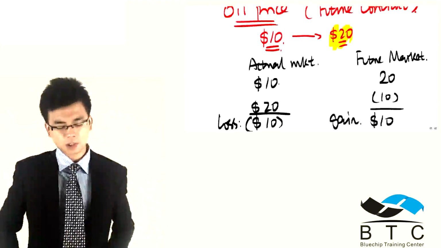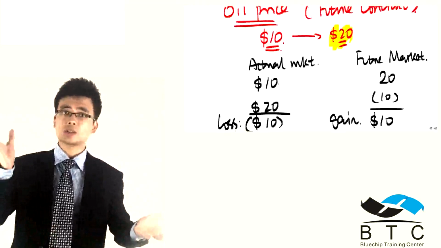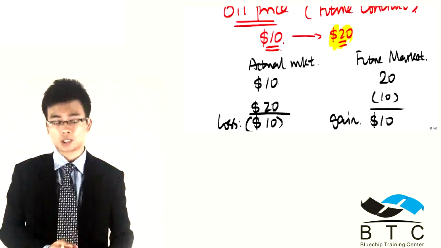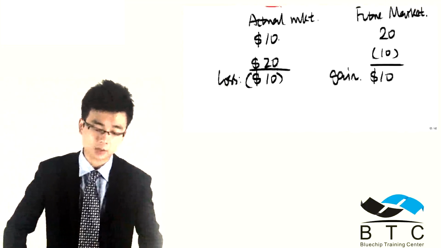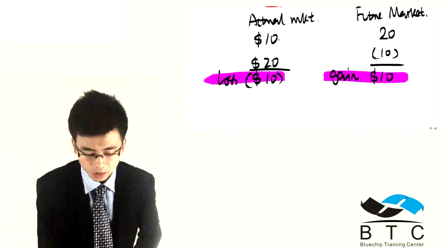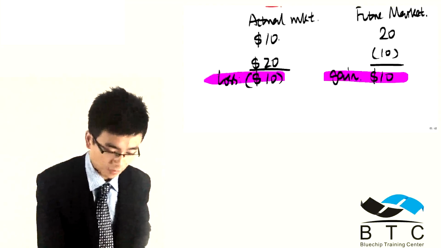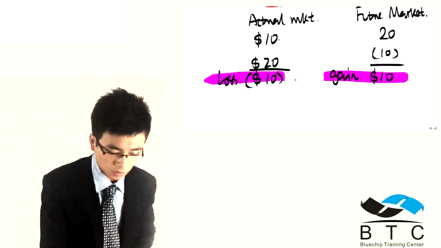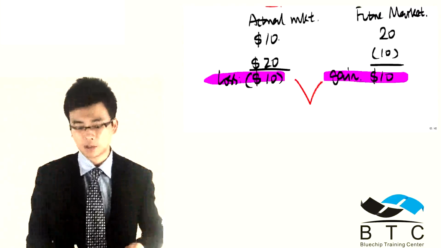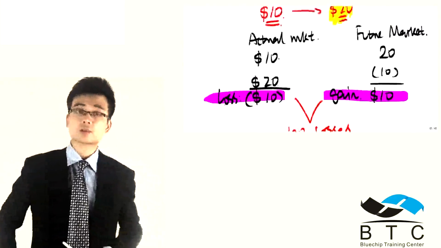But what does that mean? You're afraid that the price of oil will increase from 10 to 20, so you would lose $10 if you don't enter into the futures contract. But by entering into this futures contract, you can use the gain from the futures market to set off against the losses in the actual market. Although the price of oil has increased from 10 to 20, you suffer no losses. This is what I mean by futures market.